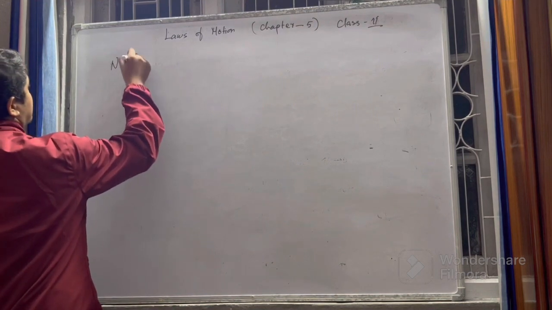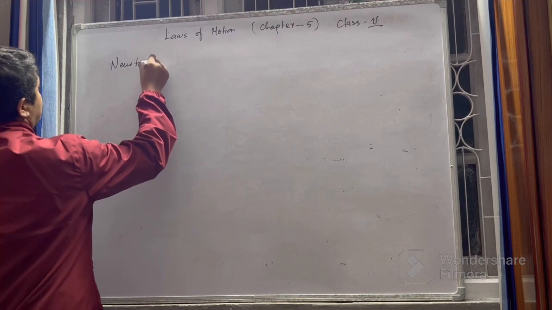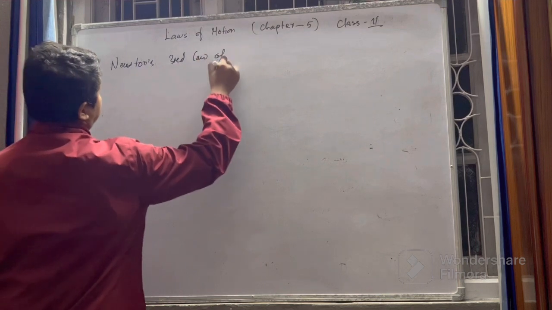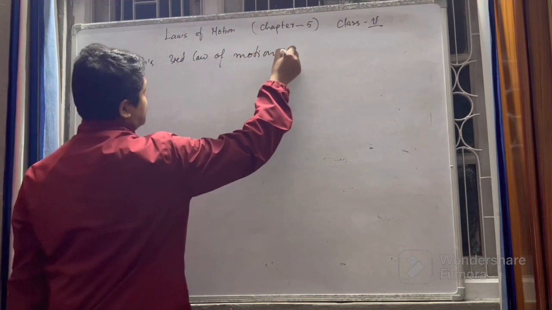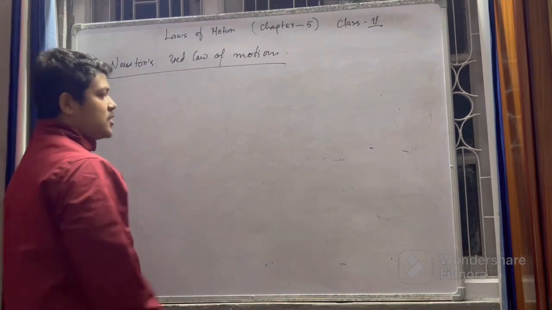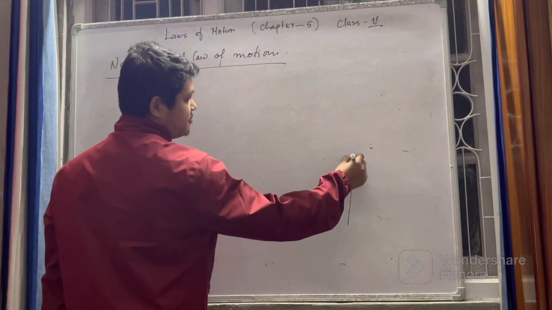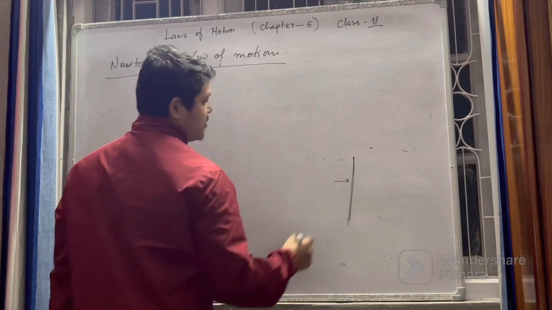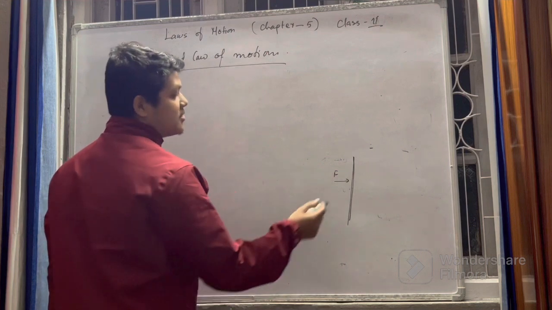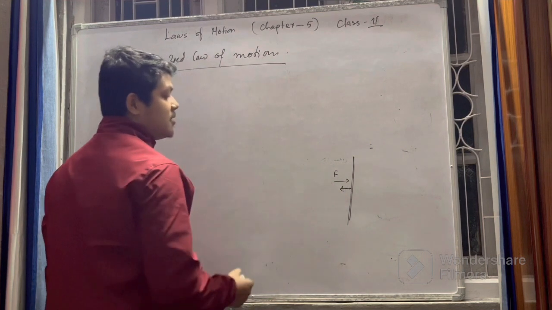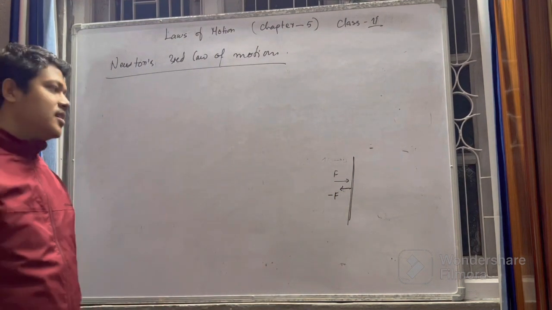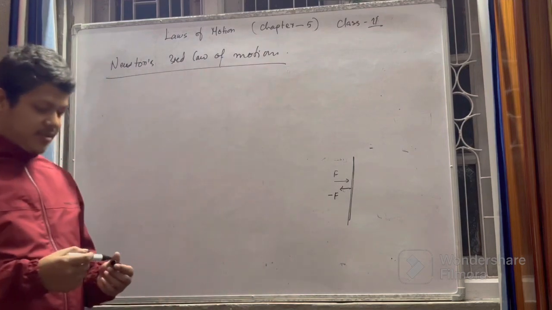So Newton's third law of motion. Suppose this is a wall and you push the wall with a force F, then according to Newton's third law, this wall also pushes you back with the same amount of force but in the opposite direction, minus F. This minus represents opposite direction, right?